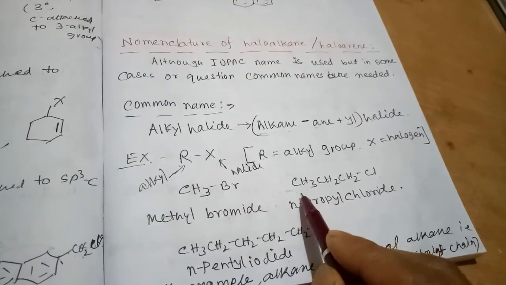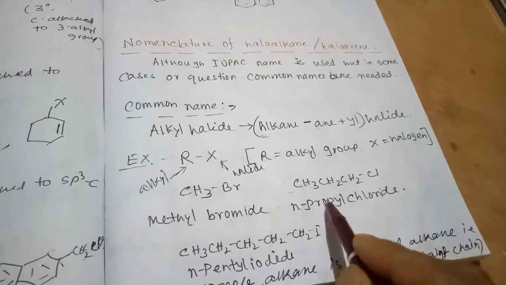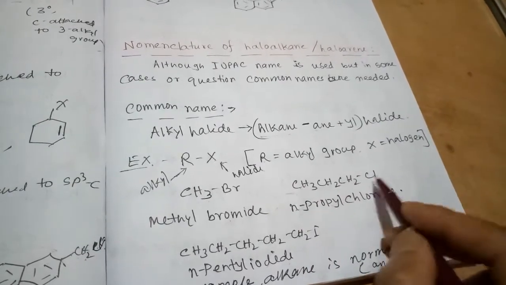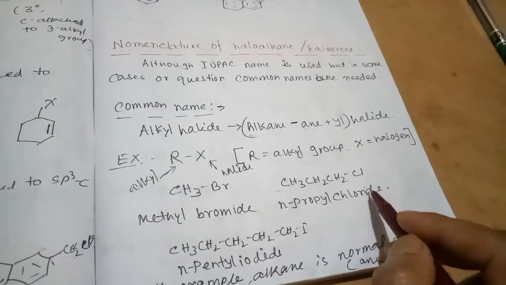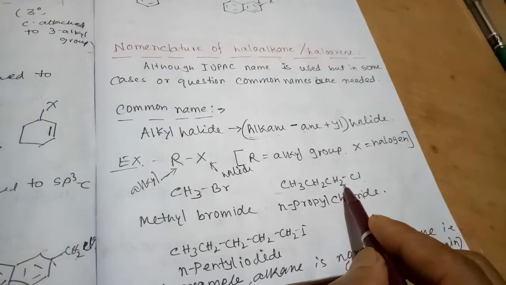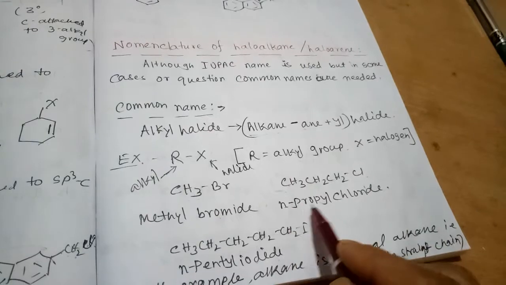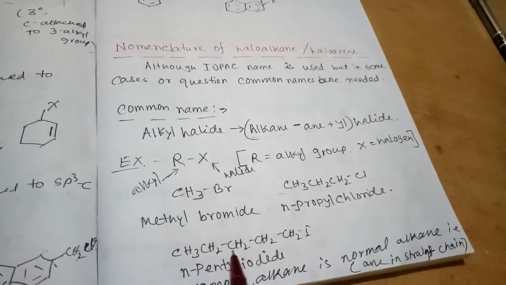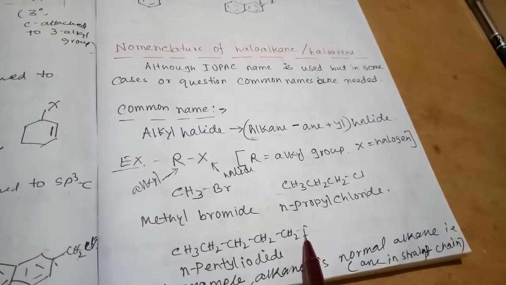And this is CH3CH2CH2Cl. This is the propyl group. This is obtained from propane, so it is called propyl. And this is Cl, chloride. So it is in the normal chain here, the straight chain. So it is known as normal propyl chloride. This is n-propyl chloride. Similarly, this is n-pentyl iodide, when it is iodine.